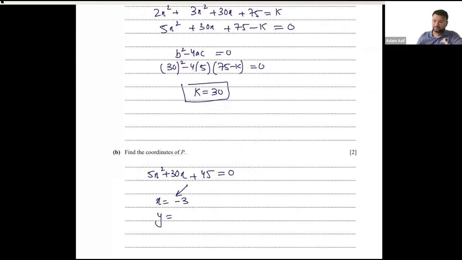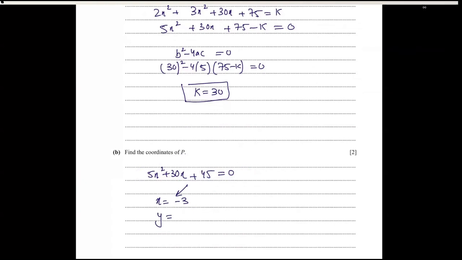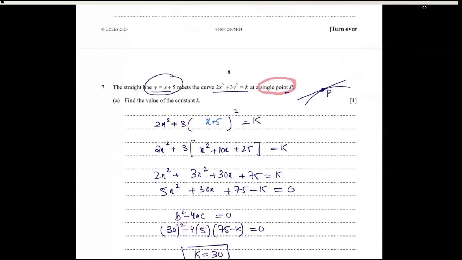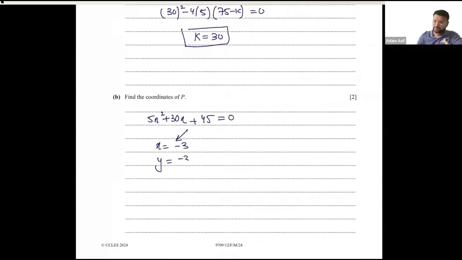So when x is -3, you're going to plug this value back into the equation. अब y equals x plus 5. So -3 plus 5, that's 2. So point P के coordinates हो जाएंगे -3, 2.